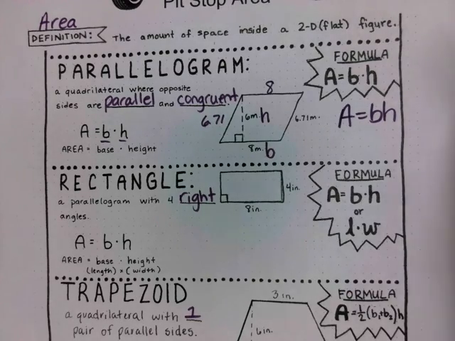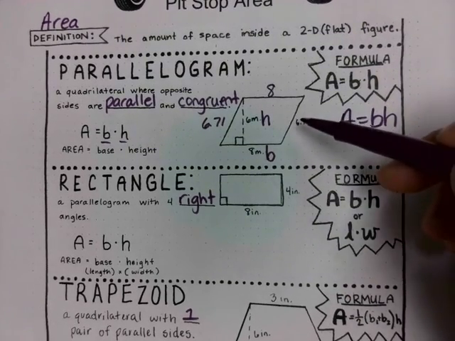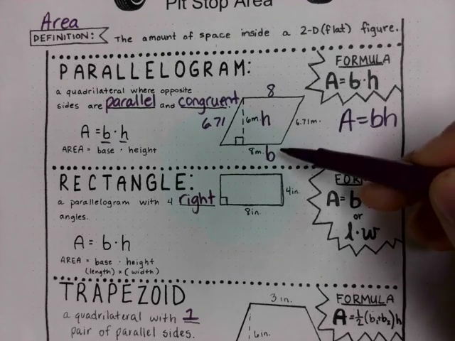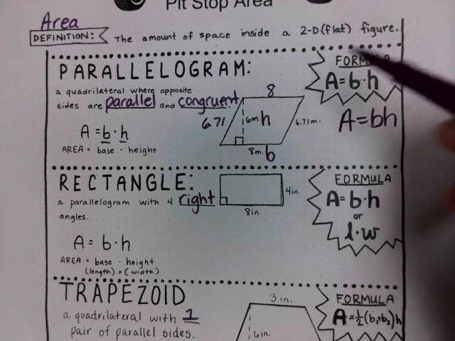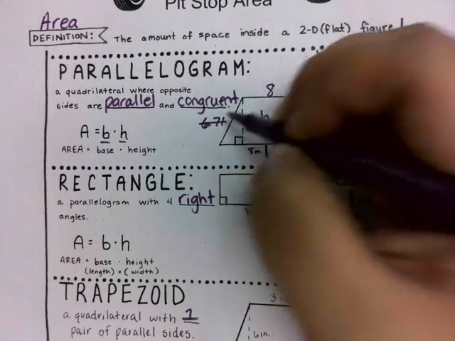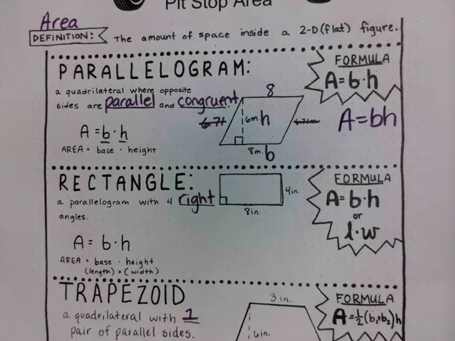And remember, I told y'all this school year, to never use a side that is slanted. So you can see here, this is a slanted side, so we wouldn't even need that value at all whenever we're plugging in to find the area.